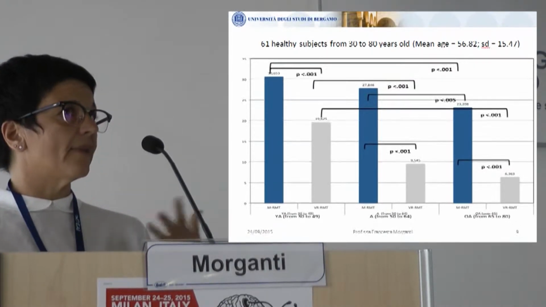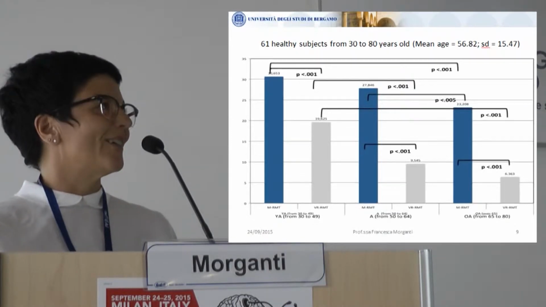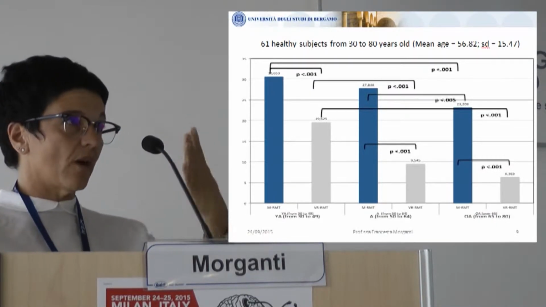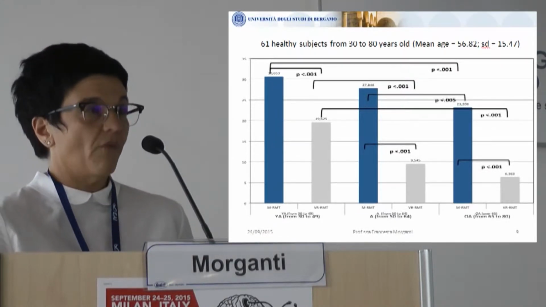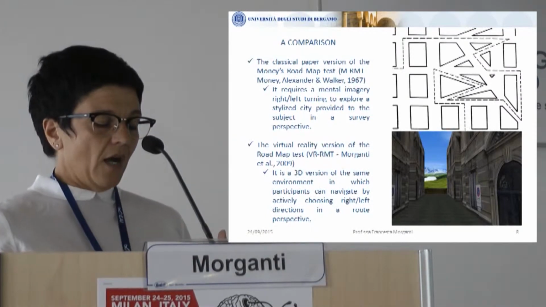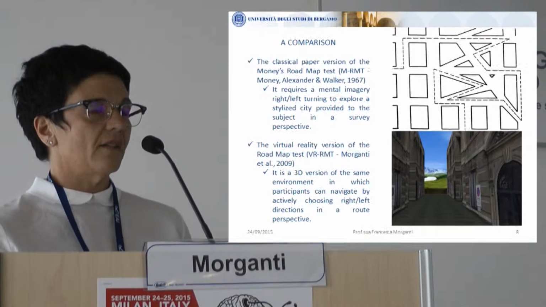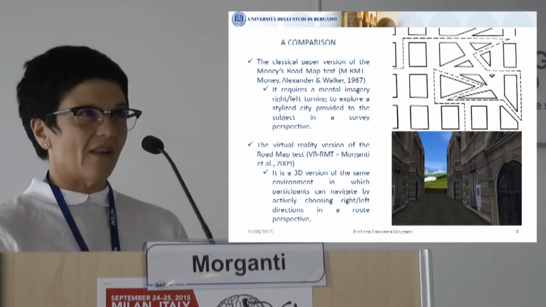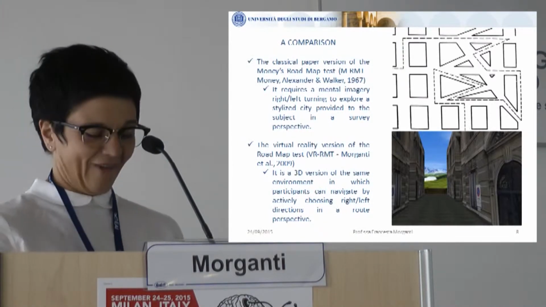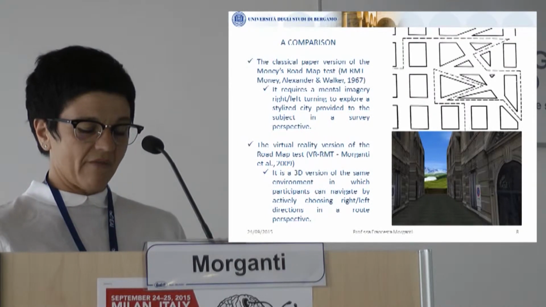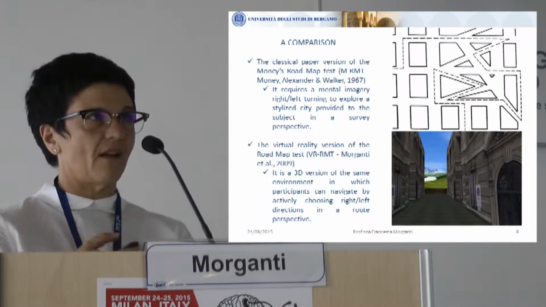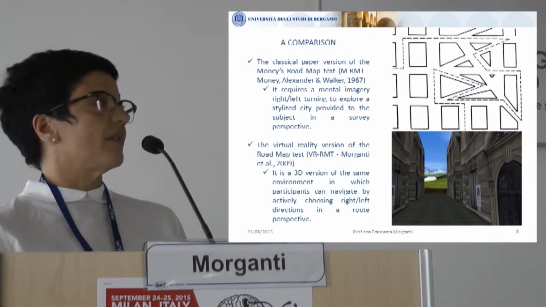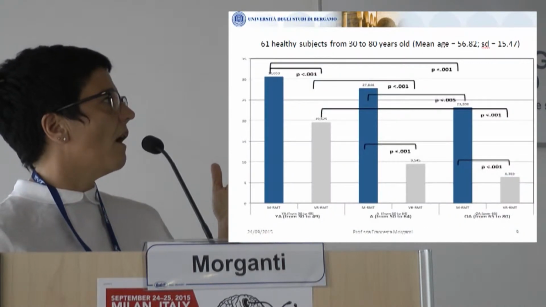It's a very simple test if you have a good spatial cognition ability. It requires you to imagine the right-left turning and to explore this environment that you are looking at from above, in what we define as the survey perspective. If you construct this city in virtual reality, you have another kind of test. Generally, people use them as equivalent, and I'm not so convinced of that, because if you use a 3D version of the same environment, you have to actively choose your right and left turns, and you have a body-centered perspective. In fact, I compared the two environments with 61 healthy subjects from 30 to 80 years old.